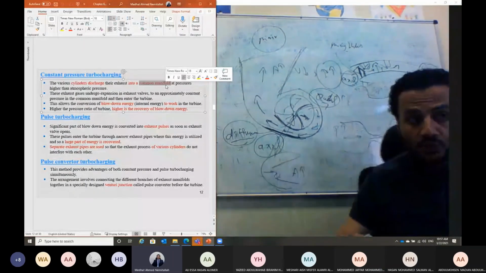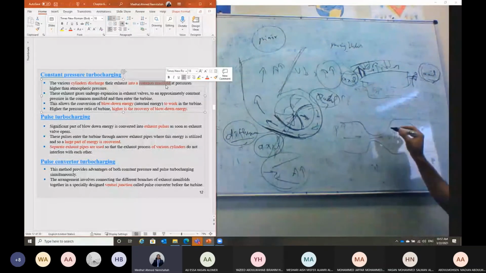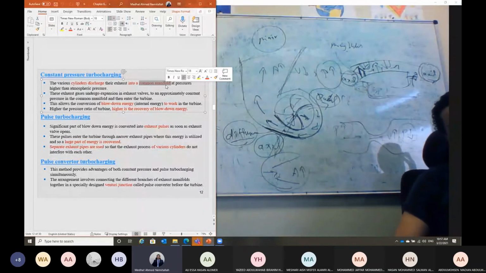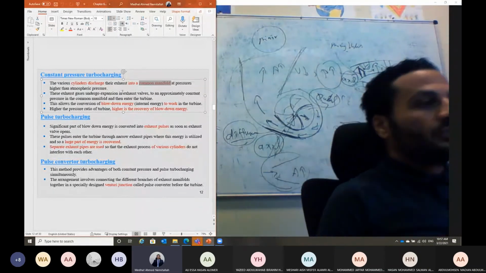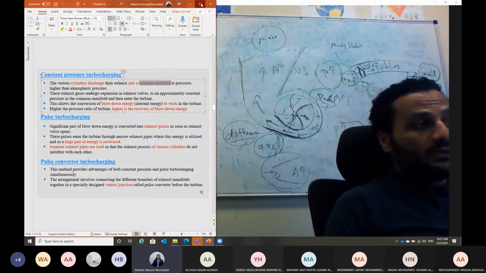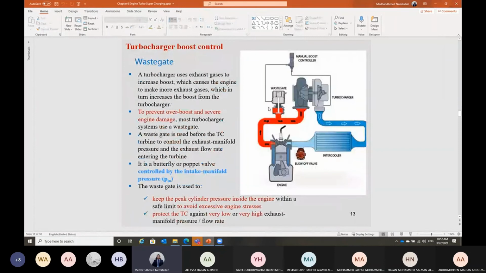But when we use a Venturi, this Venturi will just damp this pulse, but it will not reduce the pressure too much, so that we can have more power to drive the turbine. This is what we call the pulse converter turbocharger, which uses a common Venturi meter for the common exhaust gases in order to reduce the level of the pressure pulse, so that we can reduce the vibration in the turbine.